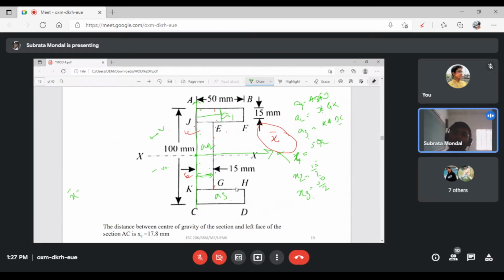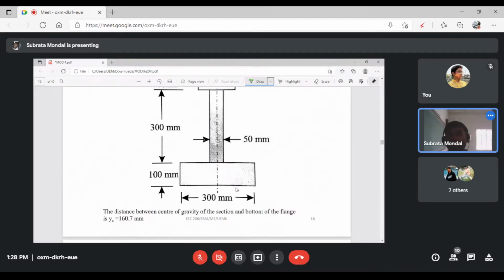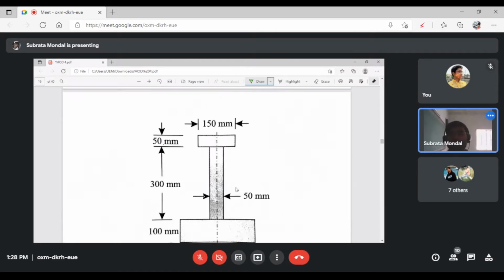And at the time of calculation, x bar is equal to a1 x1 plus a2 x2 plus a3 x3 divided by a1 plus a2 plus a3. So this is the fundamental thing to calculate the CG of a symmetric figure. This is also the same as your I section, where there is a web. Just try to remember the railway track or rail. It is a similar kind of thing. This is the upper flange, this is the lower flange, and this is called the web.